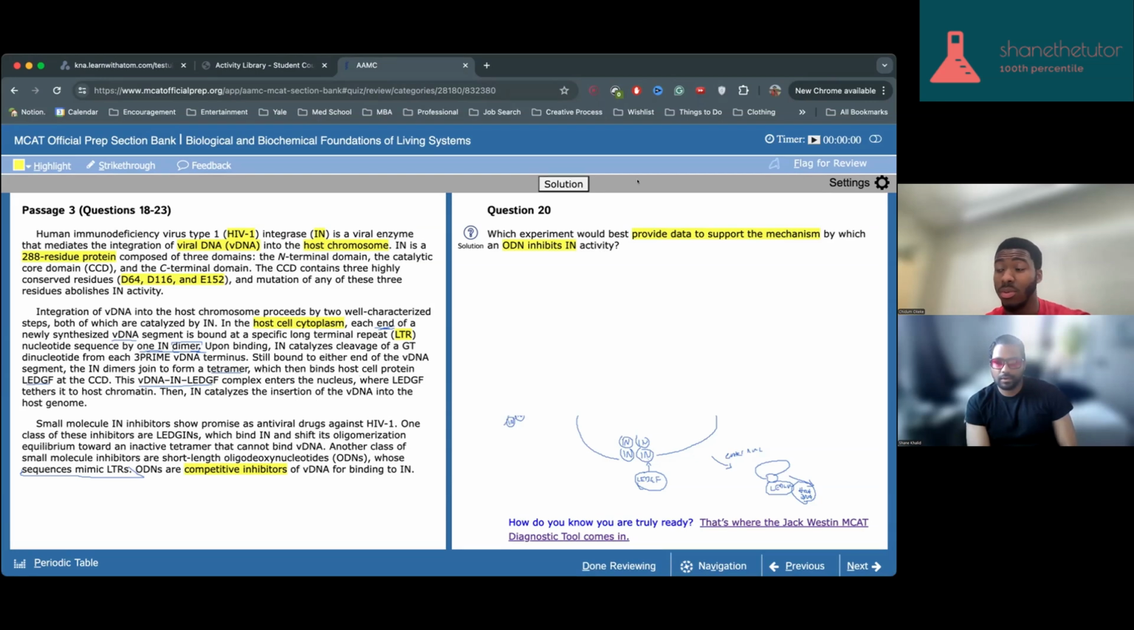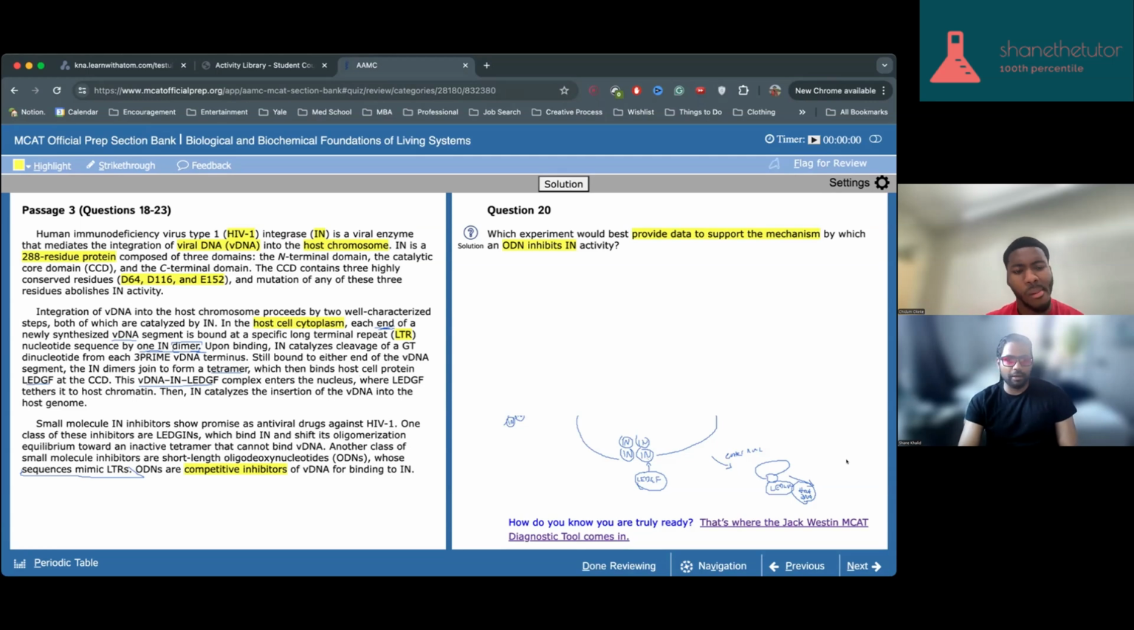So if I were to do an experiment that basically showed that what they're saying in the passage is in fact correct, I guess, the same pathway is correct, then I would probably do something along the lines of putting the enzyme in the presence or absence of the viral, I guess.